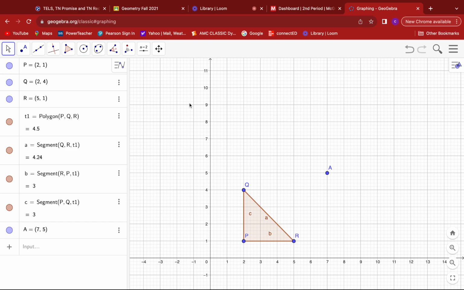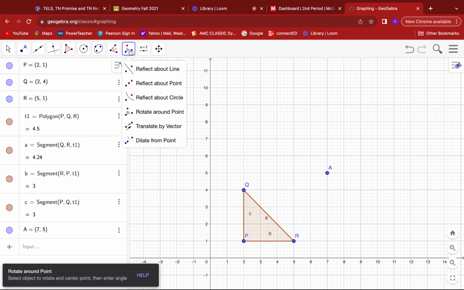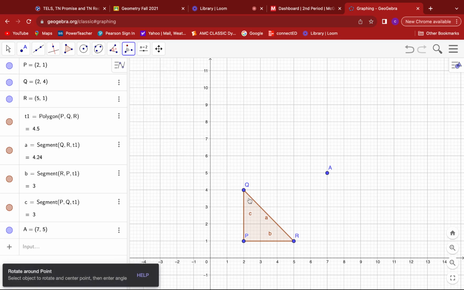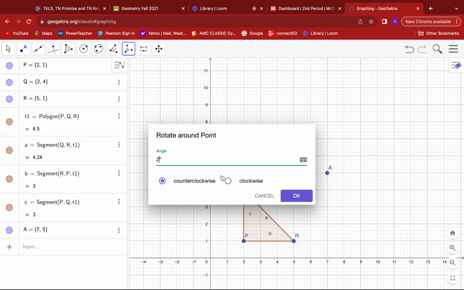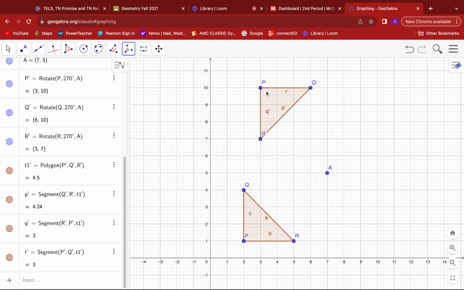All right, so let's do it. I'm going to go to my figure, rotate around point. Let's go to my figure, click the point, 270 degrees. And again, I wanted it to be counterclockwise. That is your default. I'm going to hit OK, and there it is. There's my new figure. Remember that we call that the image. So P prime is (3,10), Q prime is (6,10), and R prime is (3,7).